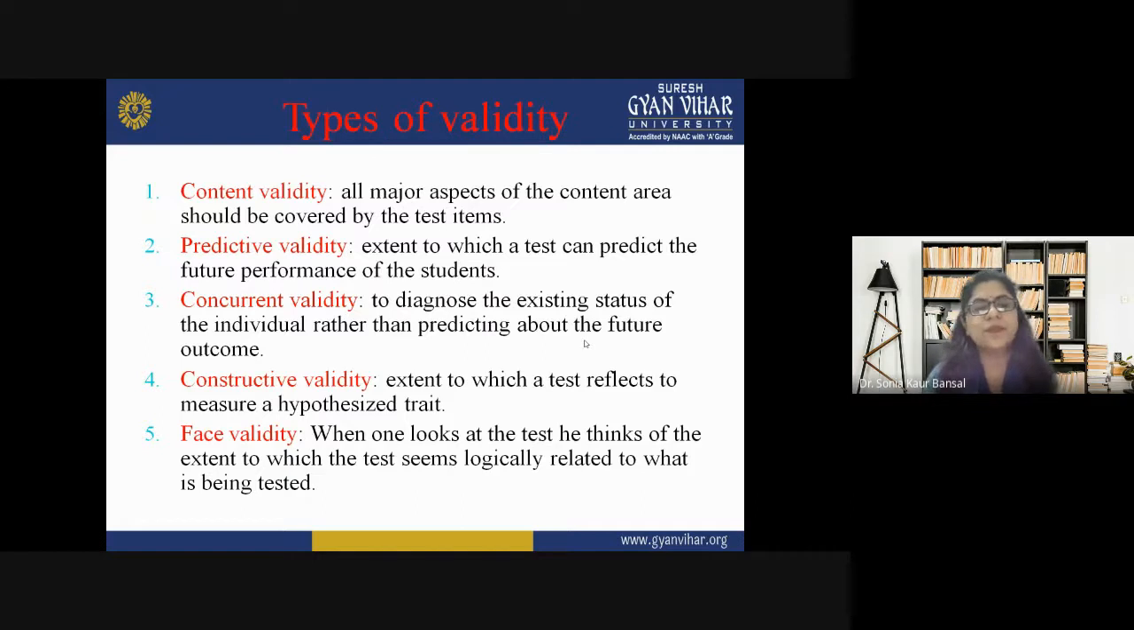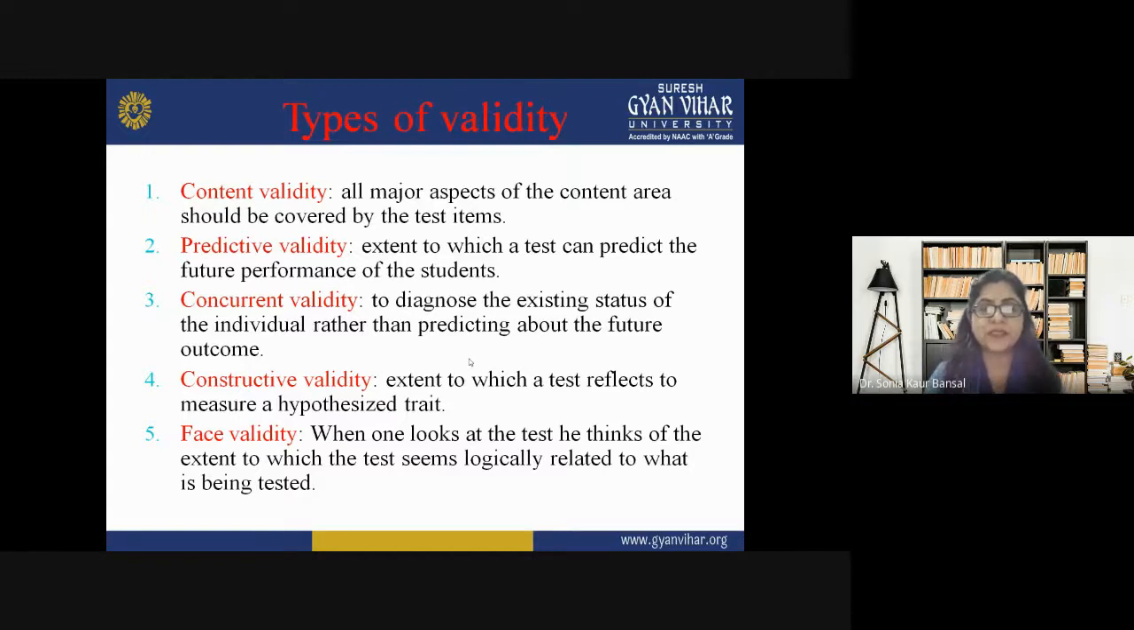Then the third type we are going to discuss is concurrent validity. Concurrent validity is to diagnose the existing status of an individual rather than predicting the future outcome. So we are not discussing what will happen in future, but right now it is giving you the proper status of an individual, how much the individual is performing, how well he is performing, and where he is lacking. So this is concurrent validity.